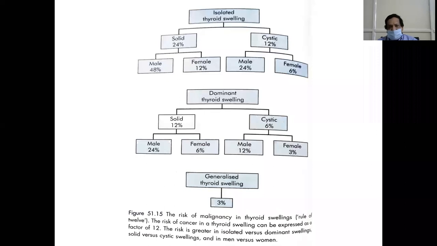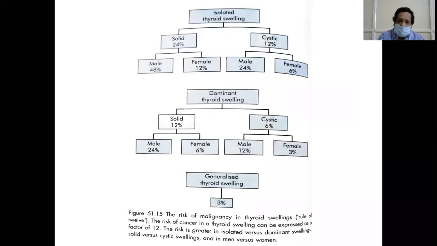Cystic, where you can aspirate some fluid. Again, male 24%, female 6%. Taking the dominant thyroid swelling, there is a dominant nodule, which means the rest of the gland is also abnormal. One nodule is very prominent or very dominant. Again, it may be solid, it may be cystic. In a solid dominant thyroid swelling, males account for 24%, whereas females 6%.